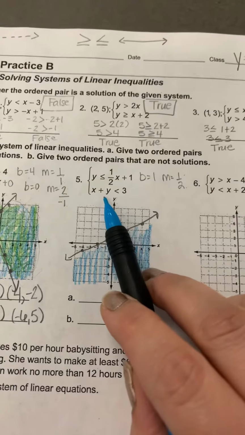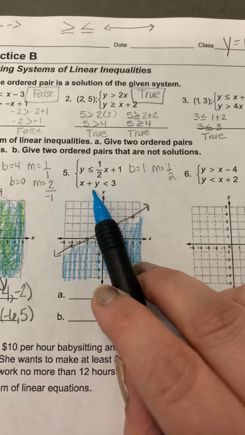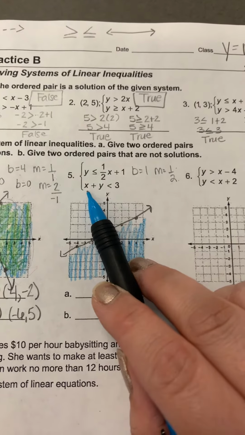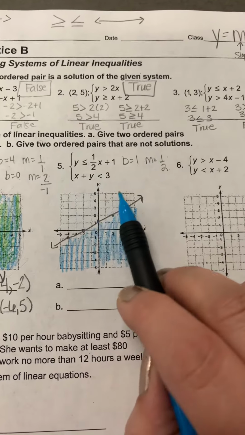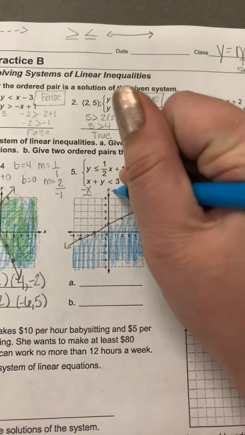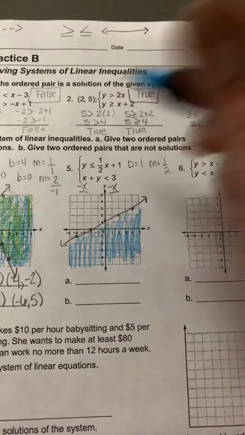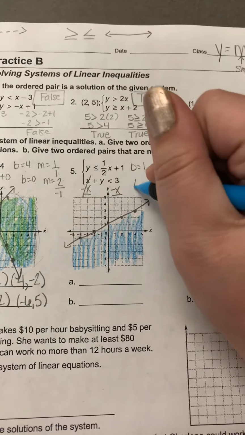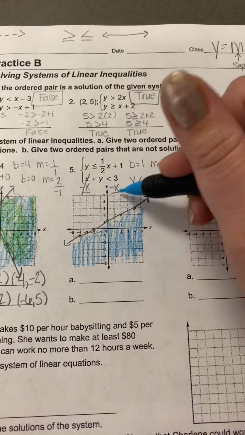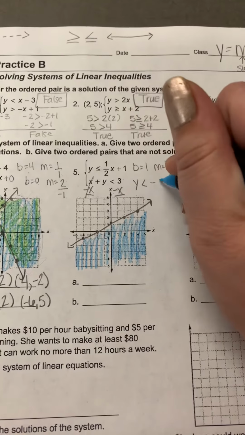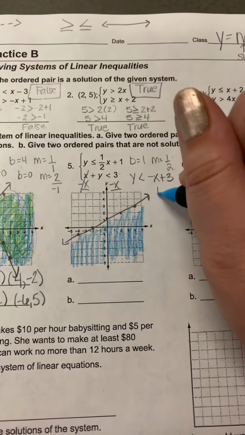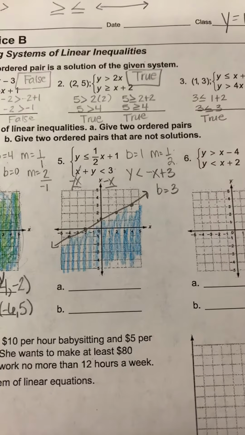Okay, the second equation, it is not solved for y, so we've got to solve it for y. So we need to get rid of this x. This is a 1x, so we need to move it over to the other side. So we need to subtract it away. So minus x from both sides. Our x's cancel, so we're left with y is less than negative x plus 3. Now we're solved for y. So our b is 3.